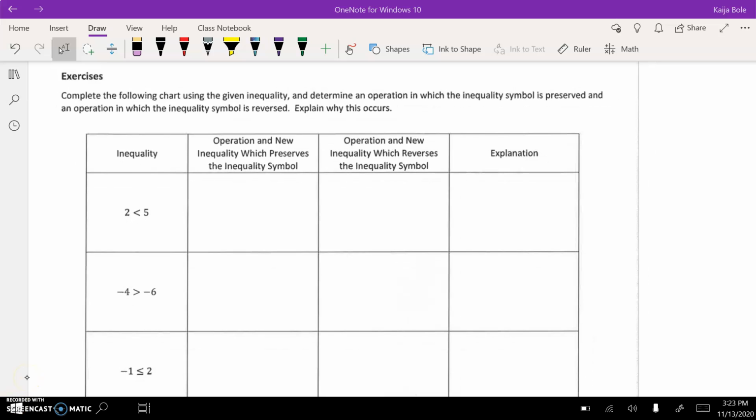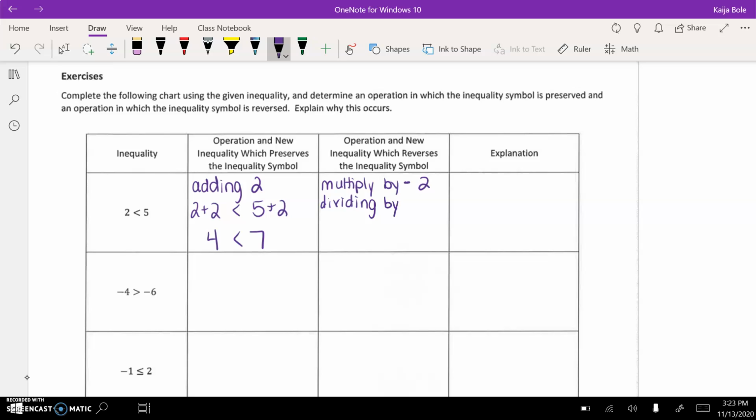So really the big theme of this is, if I have 2 less than 5, an operation that preserves the inequality would be like adding 2. So 2 plus 2 is still less than 5 plus 2. 4 is still less than 7. Now, an operation that reverses the symbol would be like multiplying by -2 or dividing by -2.